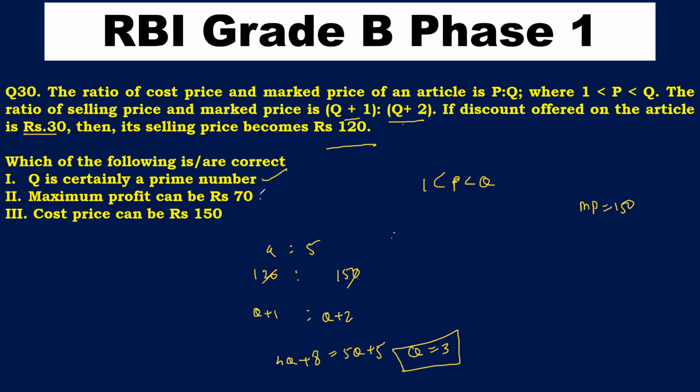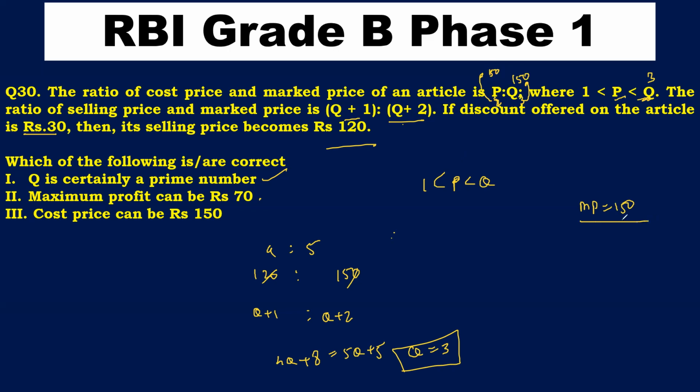Yes, maximum profit can be 70. So if Q is 3, this is the mark price, which is 150. If this 3 is getting 150, that means 50 times, so this will also get 50 times. Whatever that number is, it has to be less than 3 and more than 1. So if we take P as 1, P as 2, maximum profit can be 70. Cost price can be 150? No, cost price can't be 150 because profit is less than markup percent.